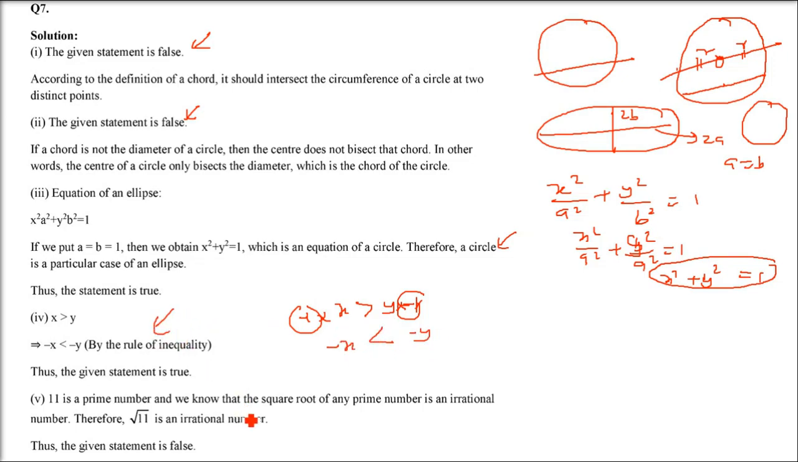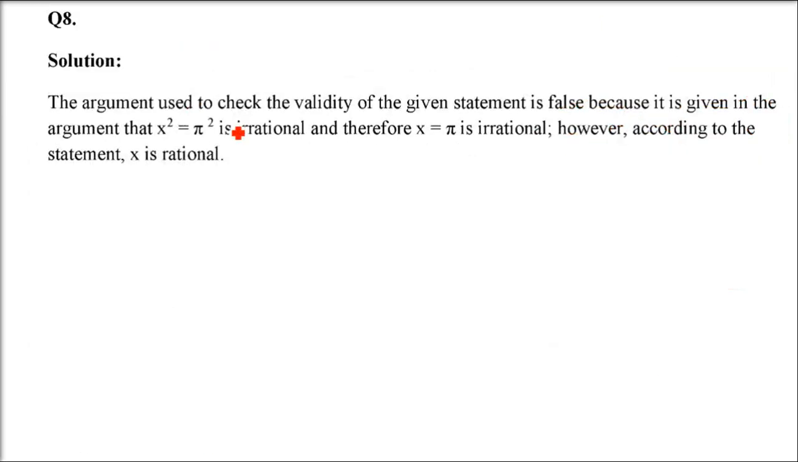So this is correct. Next one is, root 11 is a rational number. First thing is 11 is a prime number. The square root of a prime number is always an irrational number. So root 11 cannot be a rational number. It's actually an irrational number because 11 is a prime. So the statement is false.